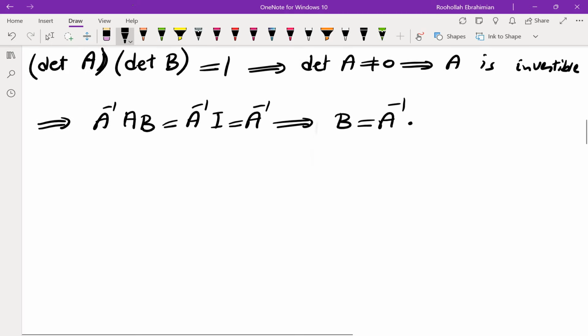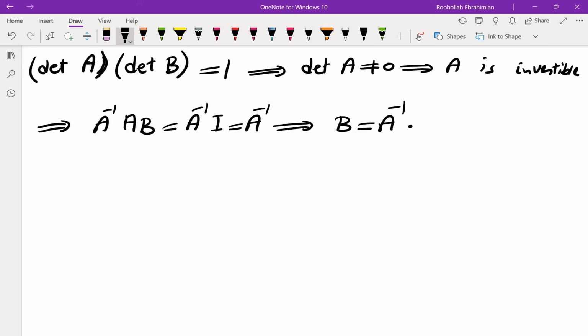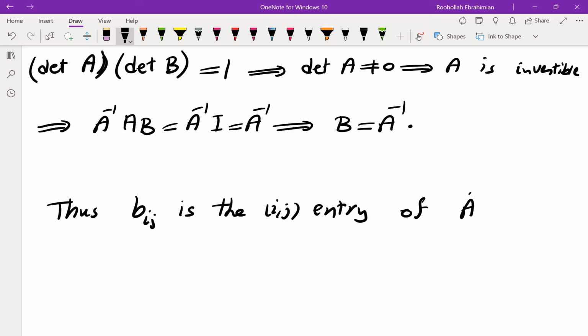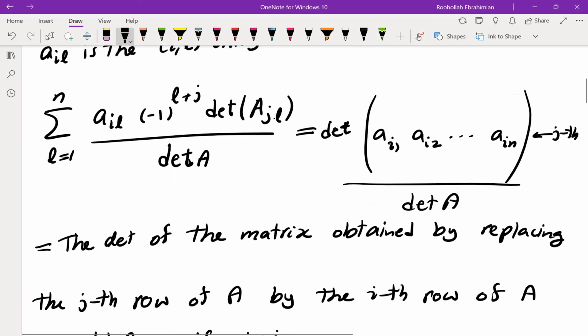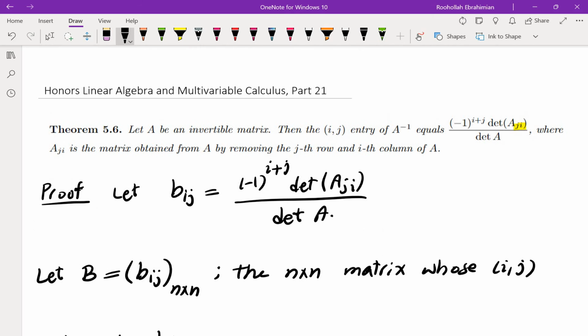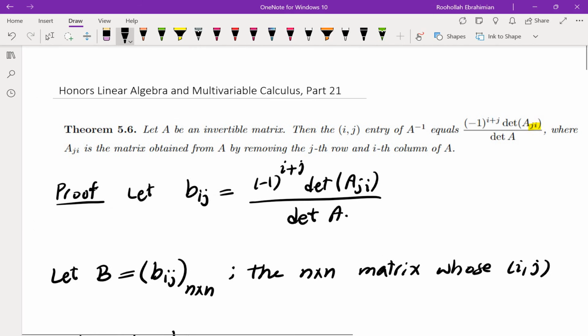So in other words, the matrix that we found, B_ij, is in fact the ij entry of the inverse of A. And that's exactly what we wanted to prove. So we proved that the inverse of a matrix can be found using this formula. The ij entry is -1 to the power of i plus j, determinant of A_ji, over determinant of A.